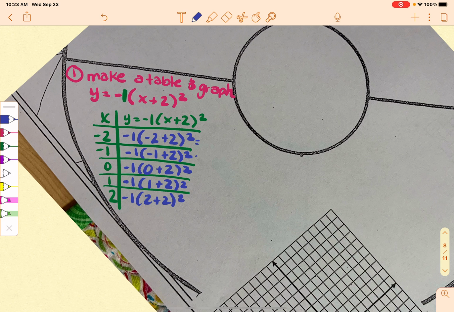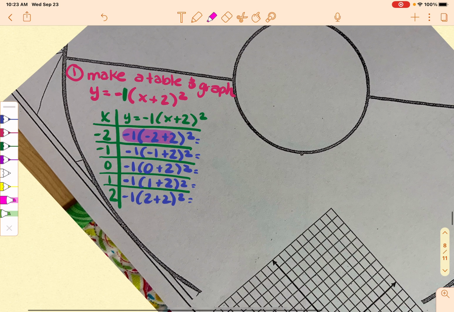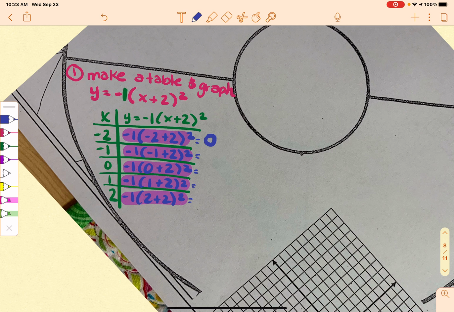So now, in order to solve for these 5 here, we're going to take this part and put it in Desmos, and then this part and put it in Desmos. And we're going to do that same thing all the way down. So if I put the first one in, that's going to give me 0. Then negative 1, negative 4, negative 9, and negative 16.